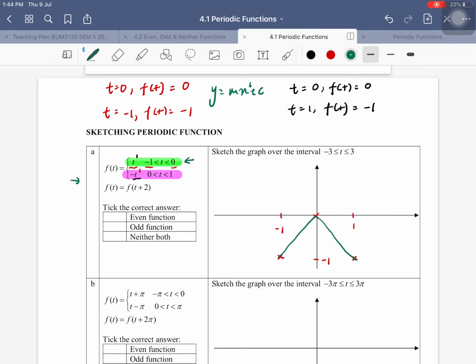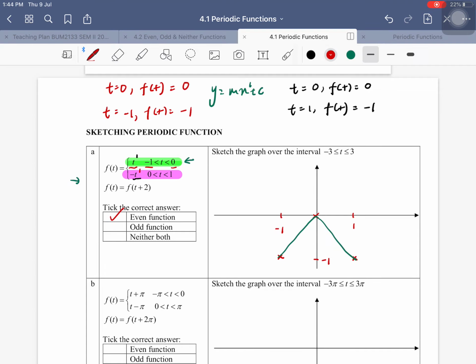And right after you have sketched the shape using the first function, you can tell right away whether this function is even, odd, or neither. If you notice right here, both of them are actually side by side. So straight away we can tell that this is going to be an even function. Okay, however, do not leave it like this.